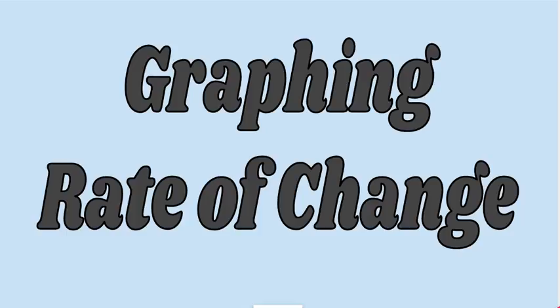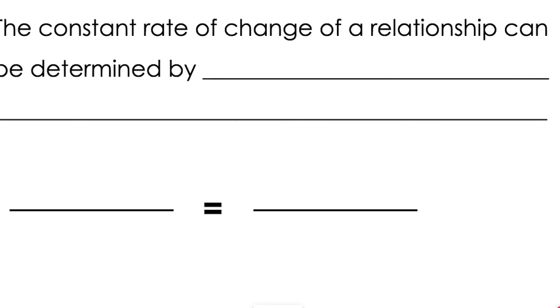Okay, today we're going to review some rate of change and focus on graphing the rate of change when we have relations and functions. So a reminder about rate of change. The constant rate of change of a relationship can be determined by, so the process that we go through to determine the rate of change, we look for a pattern, right? You want to see how the x's are changing, how the y's are changing in that pattern.